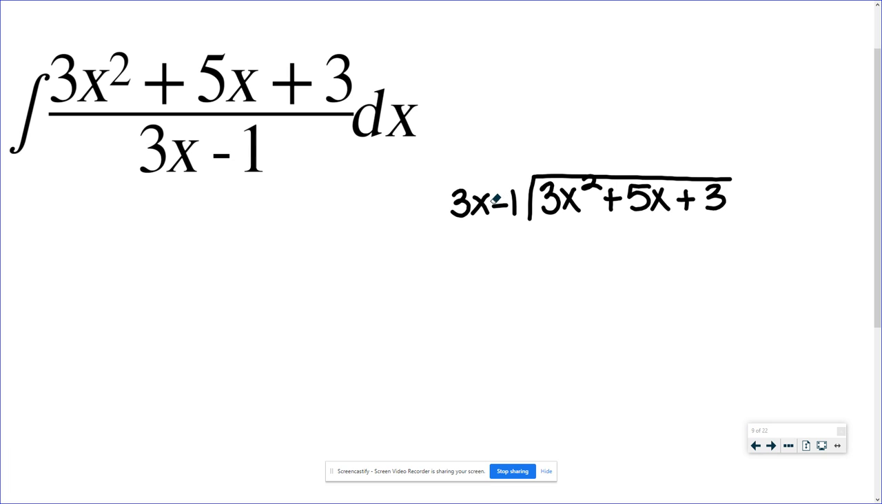Okay, so to do long division, you start with 3x and you say 3x times what is 3x squared? That would just be x. Then you take x and multiply it through this outside divisor. So x times 3x is 3x squared. x times negative 1 is negative x. And then we subtract, which I usually just do by flipping the signs, and combine like terms.